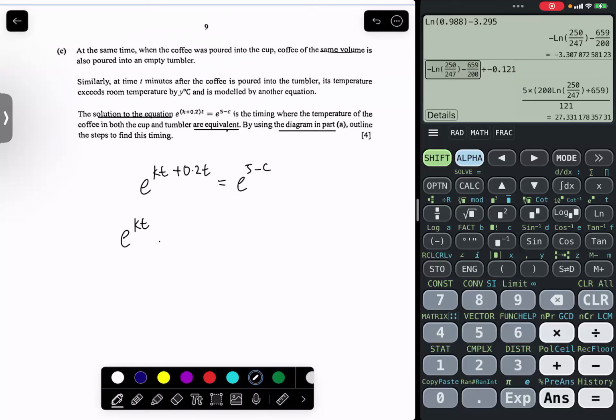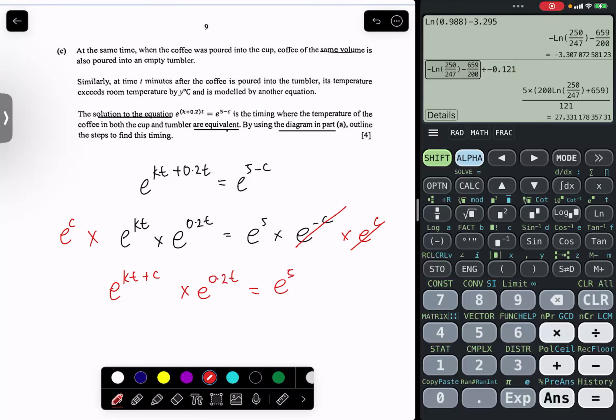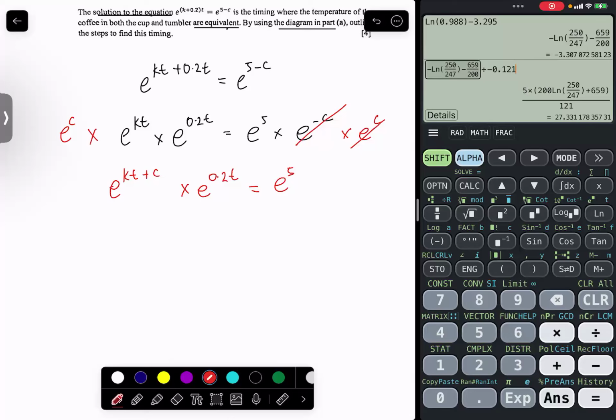e^(kt) multiplied by e^(0.2t), separated by the indices rule, equals e to the power 5 times e to the power negative c. So now what is going to happen? I'm going to multiply e^c to both sides. So these two will cancel off, right? Then I will have e^(kt+c) multiplied by e^(-0.2t) equals e^5. Now, very conveniently, we can just multiply both sides again by e^(-0.2t) so that this and this will cancel.